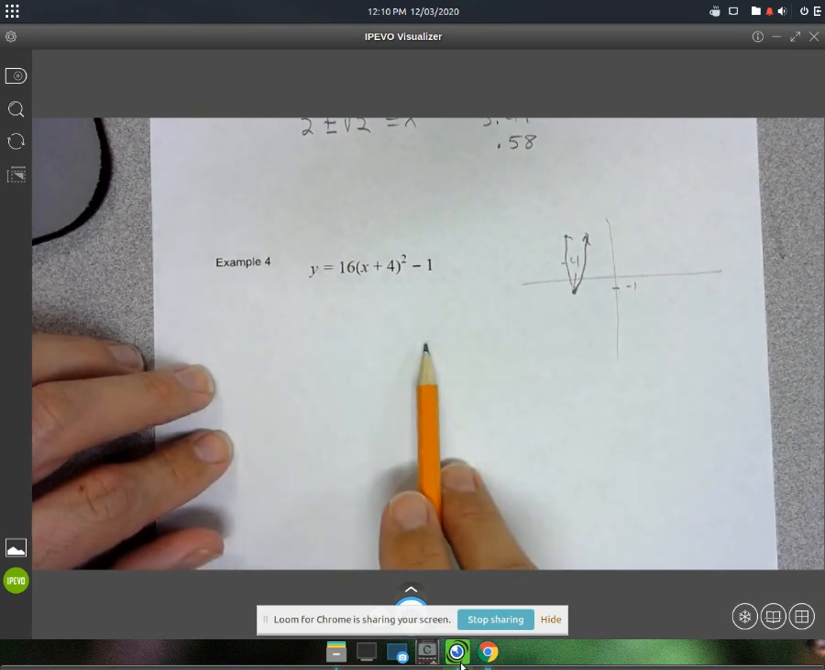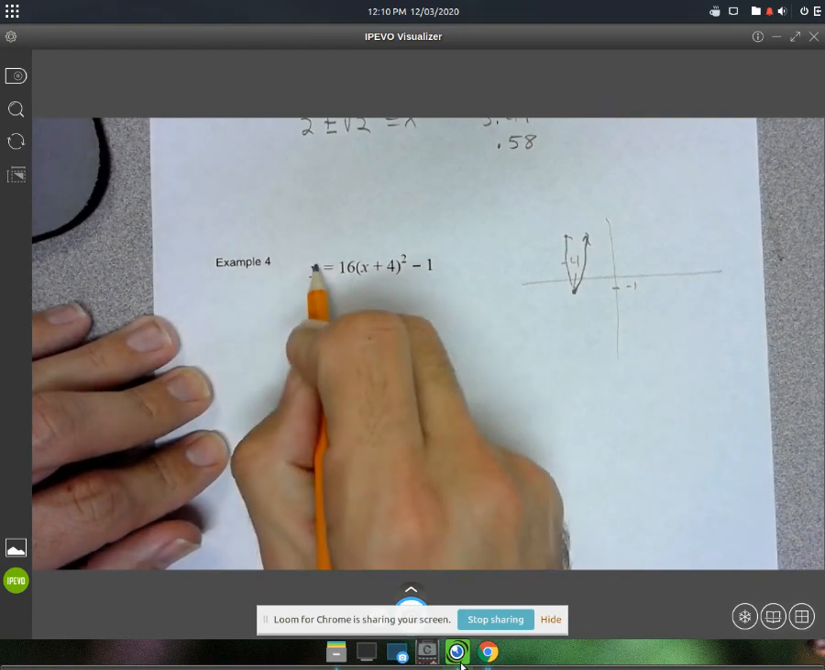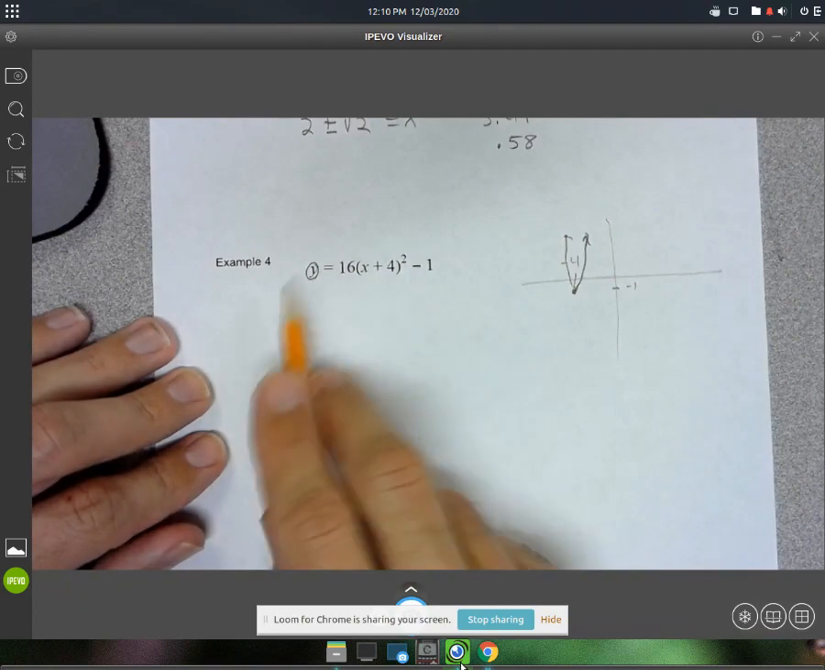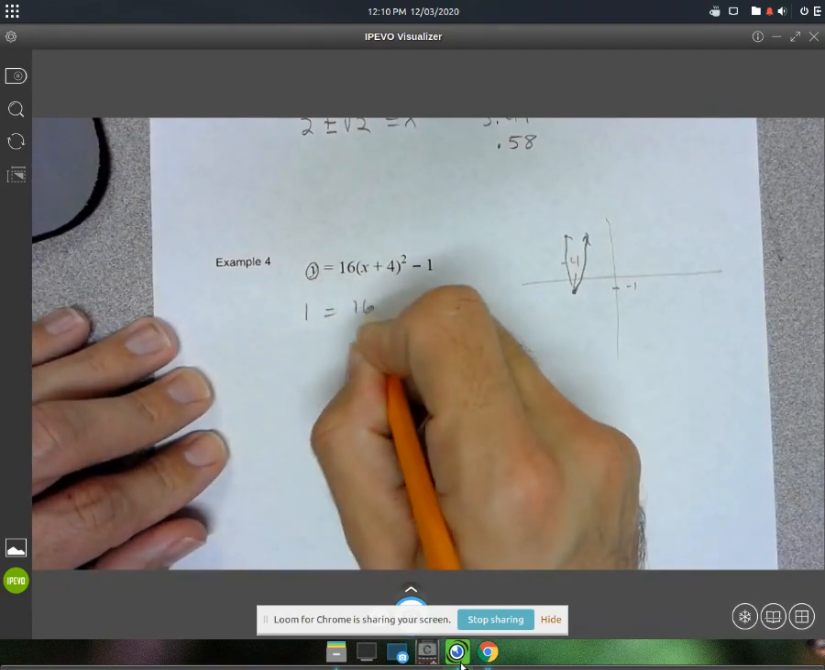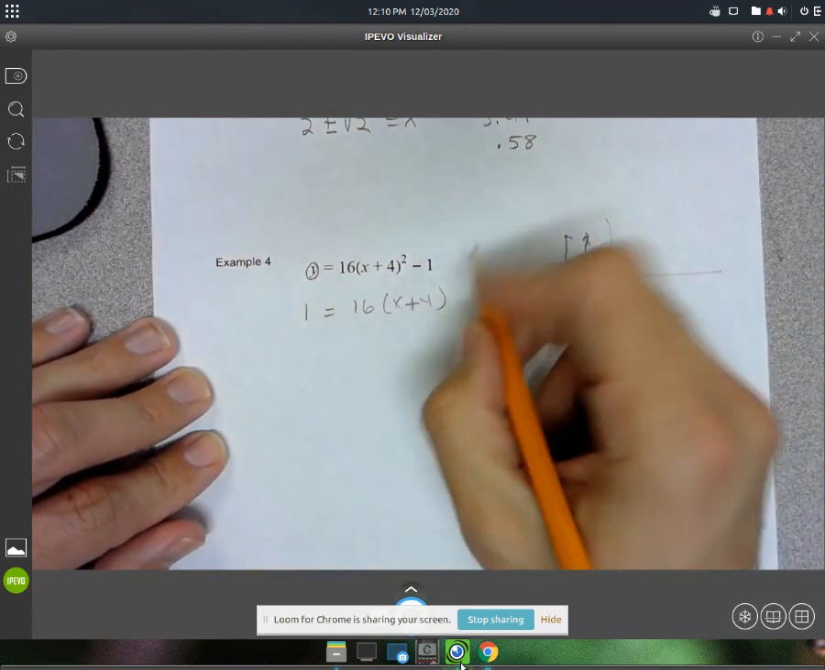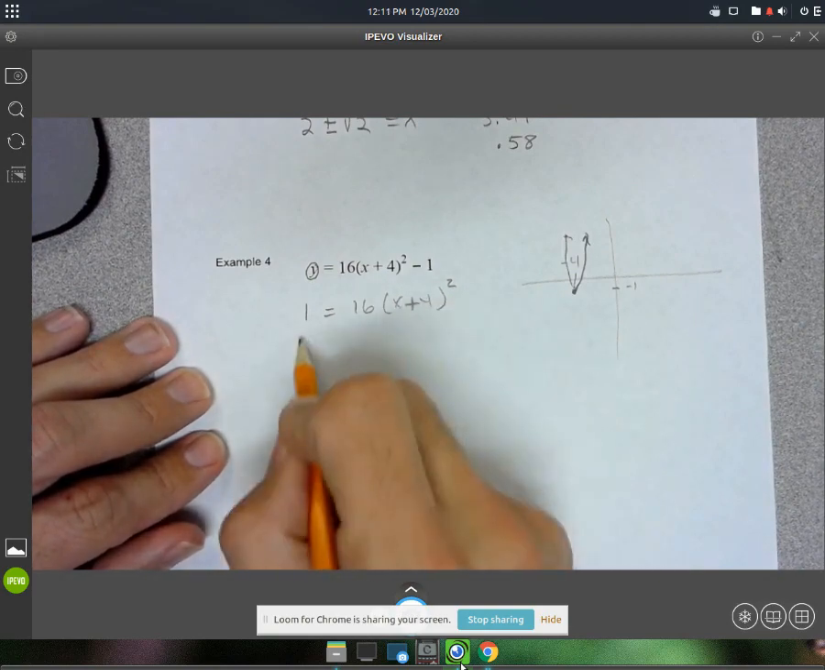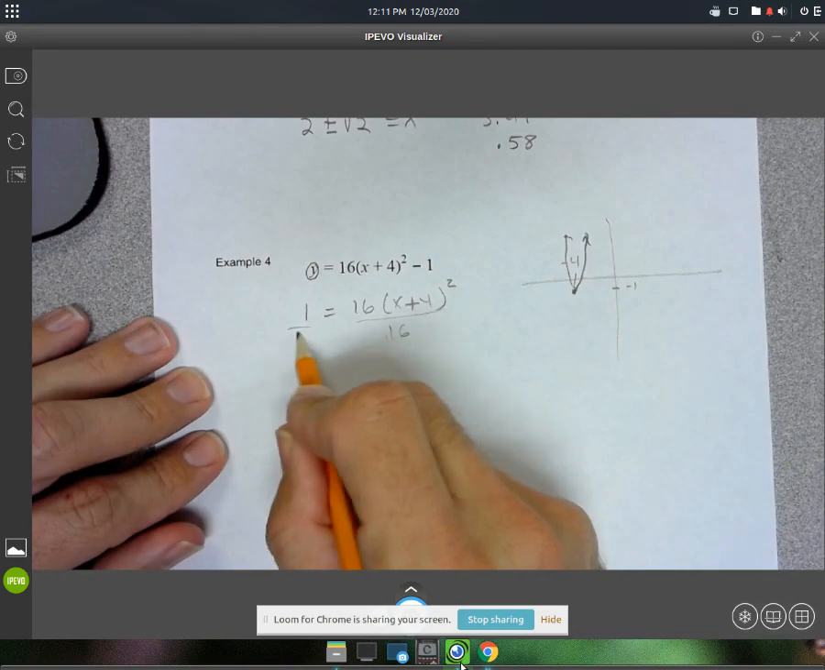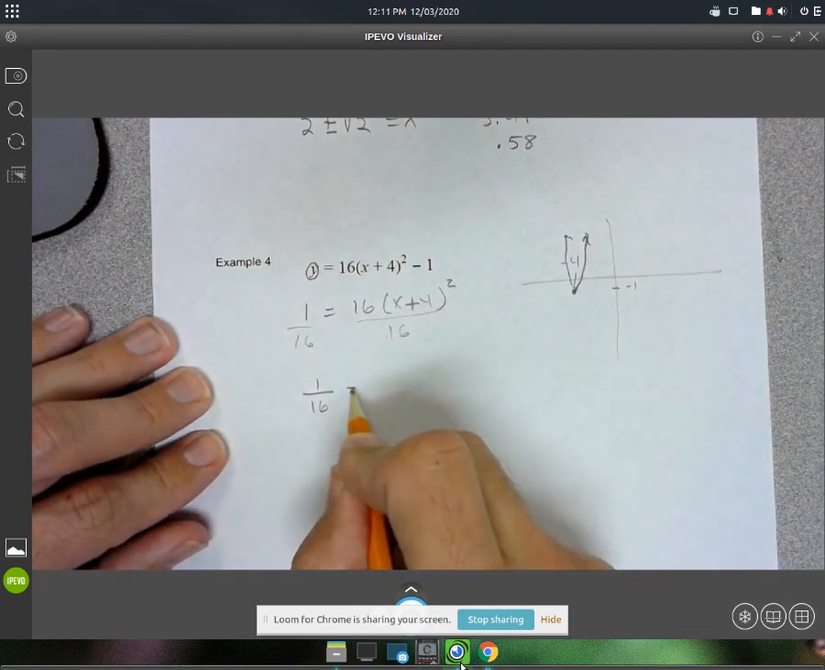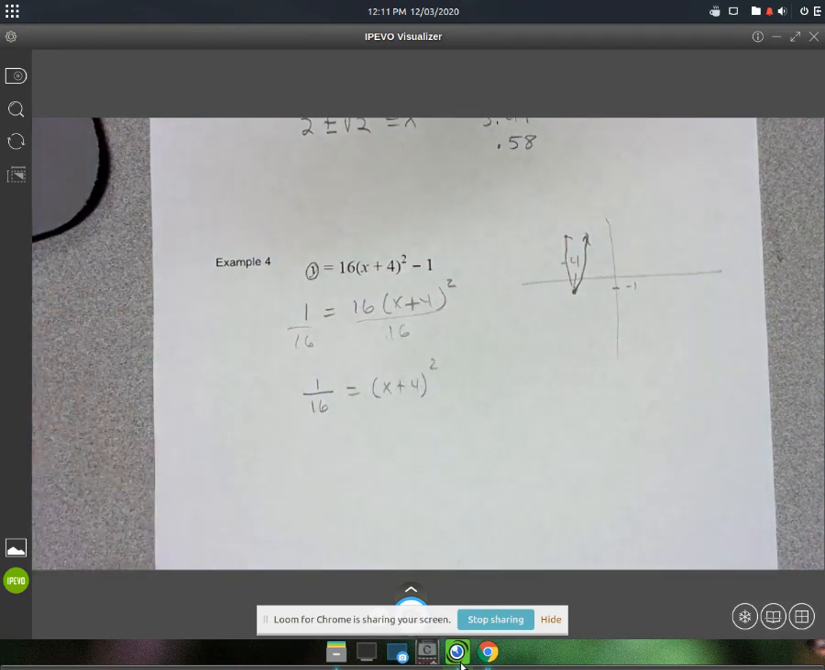I think I was going to graph it on Desmos, but I'm just going to go ahead and solve it for you, these x-intercepts. So 0 for y. We're going to plus 1 on both sides. Squared. We got to get rid of the 16, so we're going to divide by 16. So this is going to be weird. We're going to have 1 over 16 is equal to x plus 4 squared.